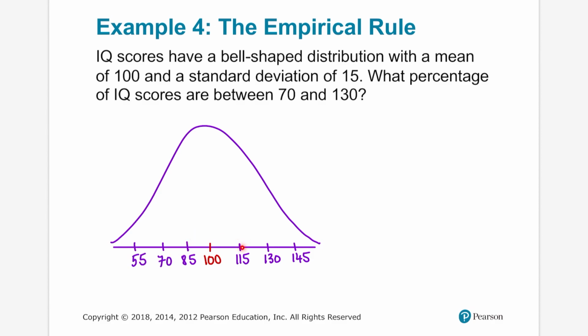From 85 to 115, that is one standard deviation within the mean, which contains 68%. From 70 to 130, that is two standard deviations within the mean, which contains 95%. 55 to 145 is within three standard deviations of the mean, which contains 99.7%. And in the question, they ask what percentage of the IQ scores are between 70 and 130. So between 70 and 130, that is within two standard deviations of the mean. So that contains 95%.